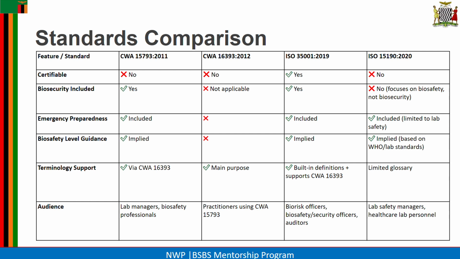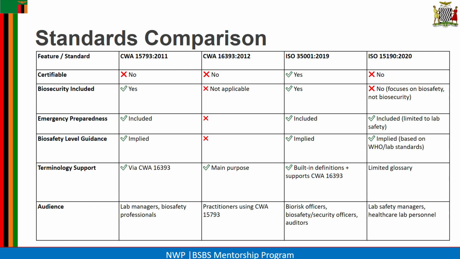Terminology support. Terminology support for 15793 is mostly via the CWA 16393. For 16393, the main purpose is terminology support and not really as a standard. Then 35001 has built-in definitions, plus the support for terminology is also in the 16393 like we discussed. Then 15190 has limited terminology support.